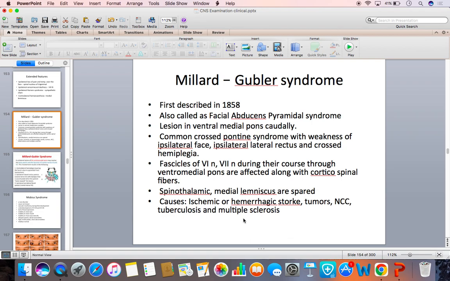In this particular Millard-Gubler syndrome, it is limited to the medial pons in the caudal part. It spares the spinothalamic fibers and the medial lemniscus. So it could be due to ischemic or hemorrhagic stroke, tumors, neurocysticercosis, tuberculosis or multiple sclerosis. So these are the situations wherein this particular syndrome can set in.